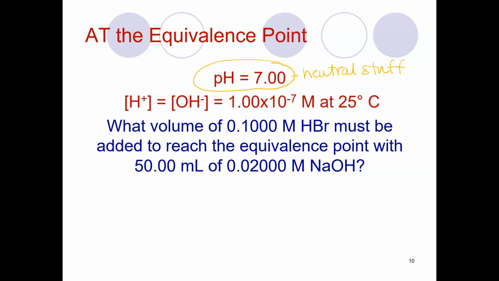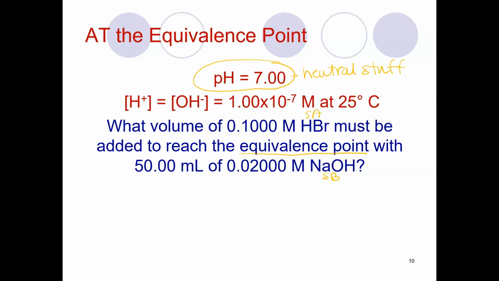The question that I'm going to ask that will require some math is, pretty much, how much do I need to add to get to the equivalence point. Okay, so what volume of 0.1000 molarity HBr, which is a strong acid, must be added to reach the equivalence point, which is an important set of words right there, with 50 milliliters of NaOH, which is a strong base.